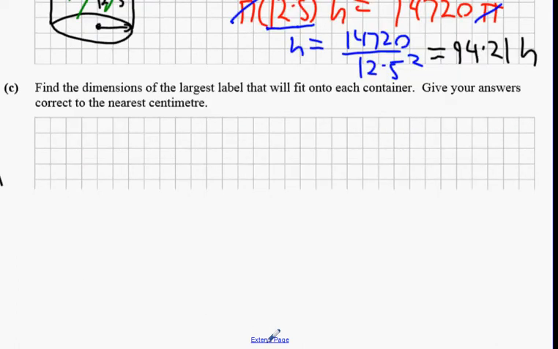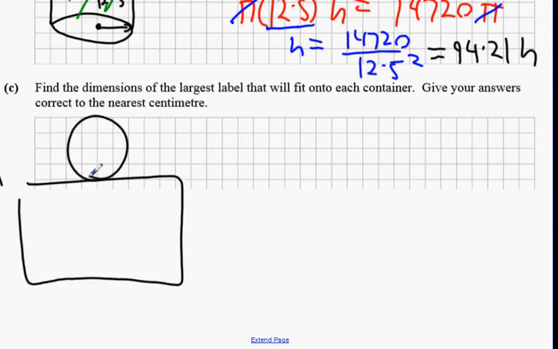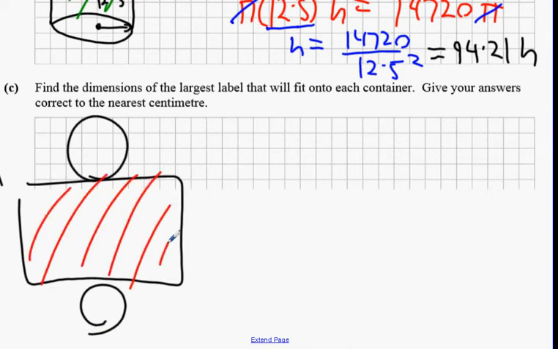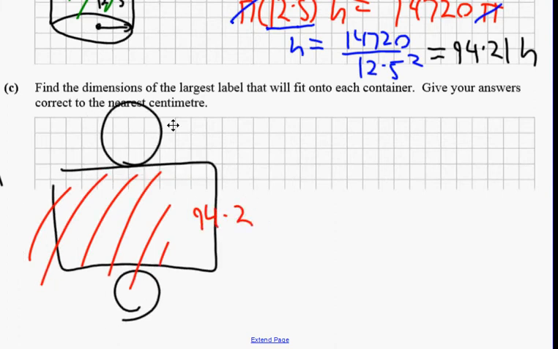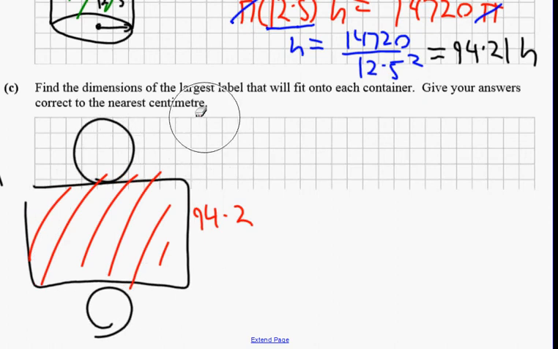Now, find the dimensions of the largest label that will fit onto each container. Give your dimensions correct to the nearest centimeter. Please remember that a cylinder, its net looks something like this. Remember we did nets not too long ago? Where do you put the label on? At the sides. You're talking about this part here being the label. Its height is 94.2. Can anyone in the class tell me what is the length? Who said 2 pi r? 2 pi r. How'd you get that, Cormac?